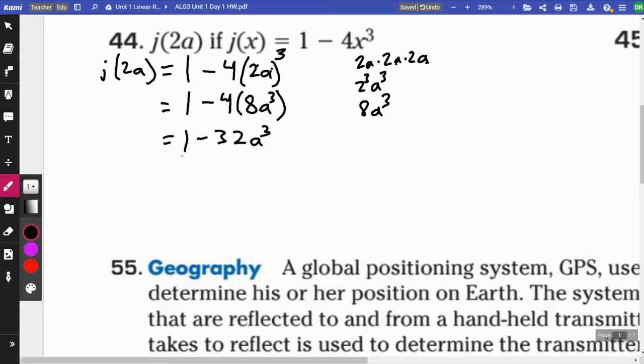And actually, we're done with the whole problem, because these two are not like terms. This has a connected a to the third, and this doesn't have any variables, so you can't subtract them. You are done right here. So this is j of 2a is equal to 1 minus 32a to the third.